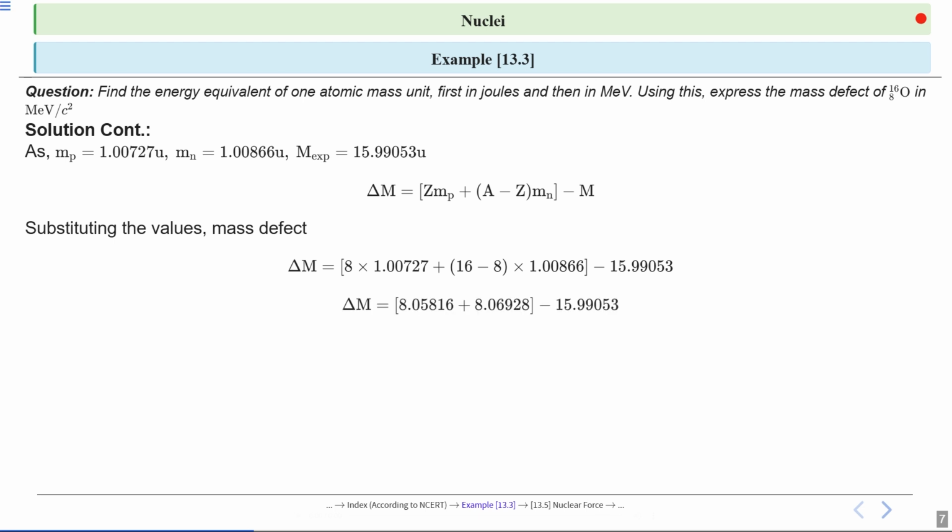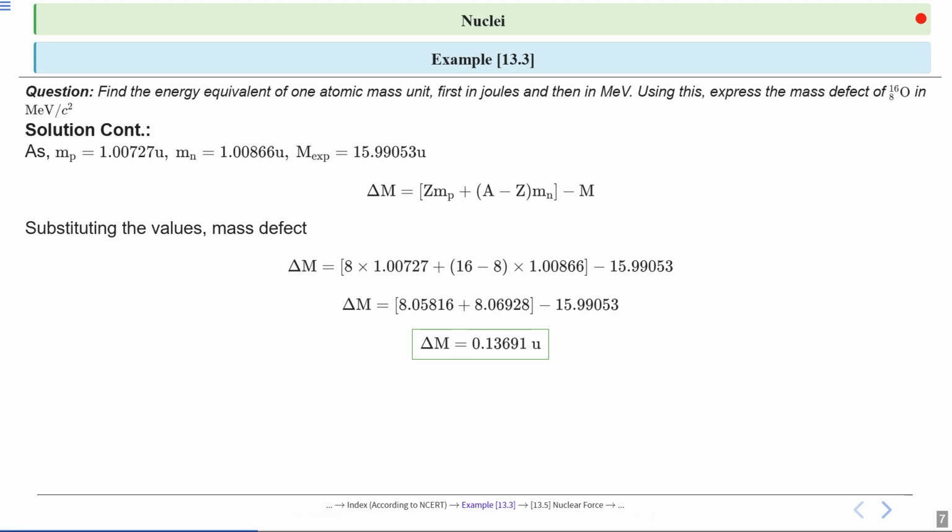Now let's do the arithmetic. 8 times the proton mass gives 8.05816 and 8 times the neutron mass gives 8.06928. Adding these together and subtracting the measured mass 15.99053 gives us the mass defect.